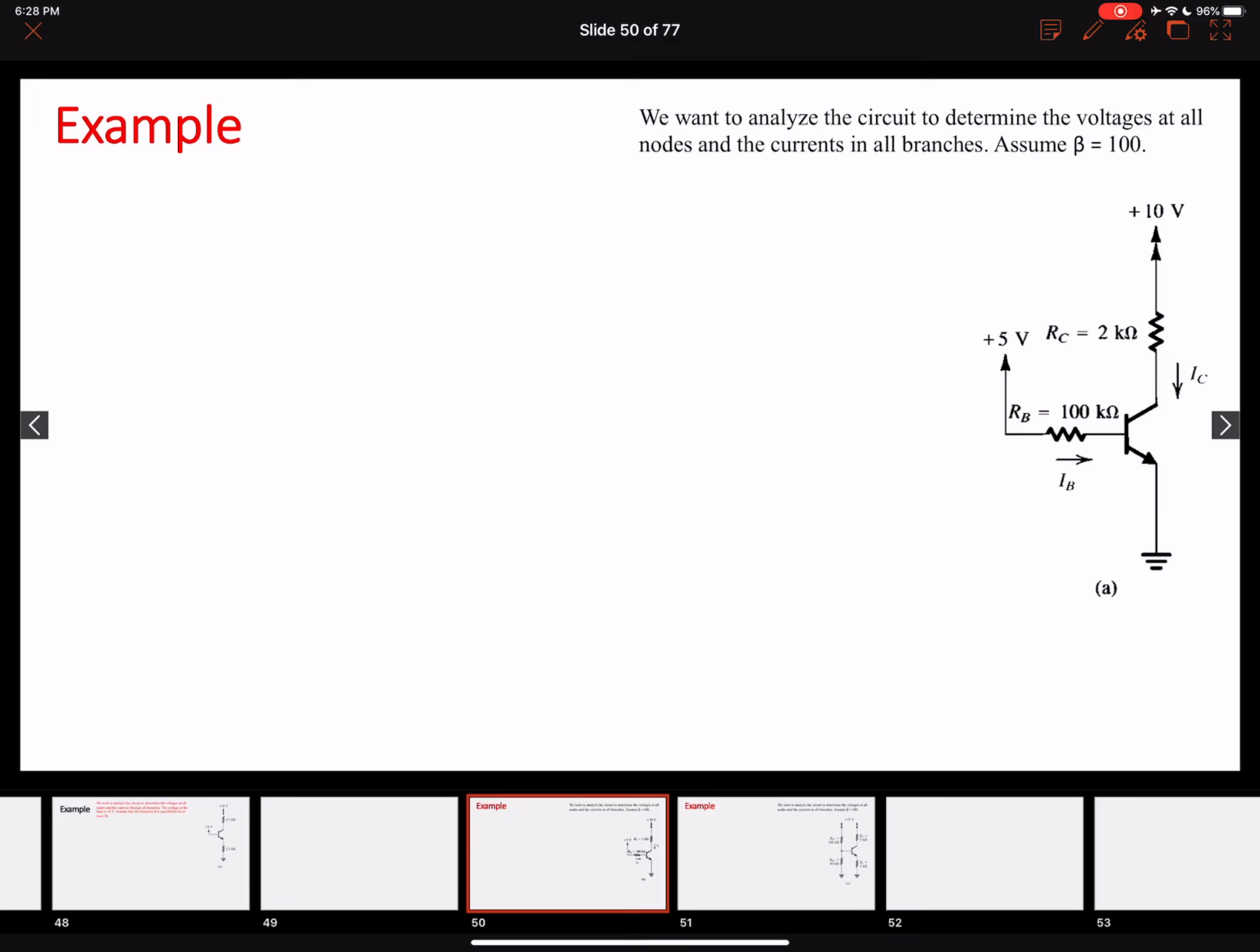Okay, so we have another circuit. Again, we want to find out the node voltages. So we want to find out what is the value of VB, what is the value of VE. VE is 0 volts. We can easily see over here. What is the value of VC here? Okay. So this is what we want to solve for, right?